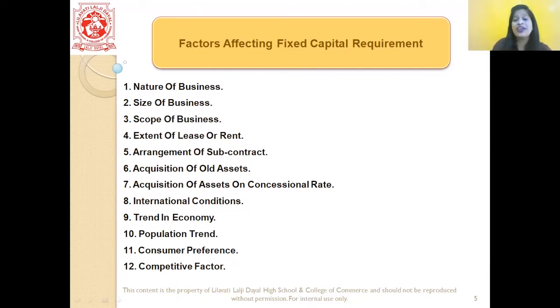Means you can pay it on an installment basis. So such facilities, when you get installment, concessional rates where you can pay on an installment basis, that time again you will require a lesser amount of fixed capital.